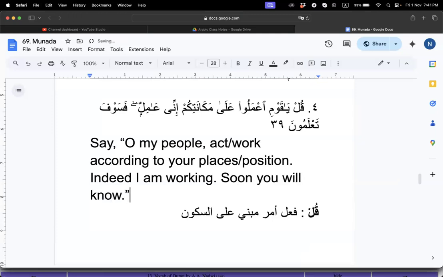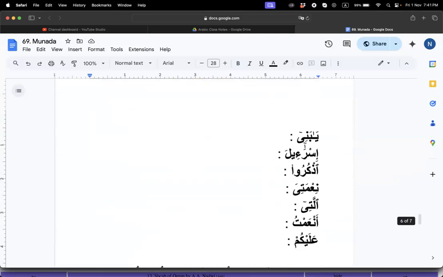Sister, what will be the positioning of ta'lamun? This is fi'il and fa'il. Fi'il and fa'il, basically this is one more jumlah, right? Even a fi'il on its own is a jumlah, right? Fi'il and fa'il is enough. Yes, exactly. Okay, inshallah. Good.